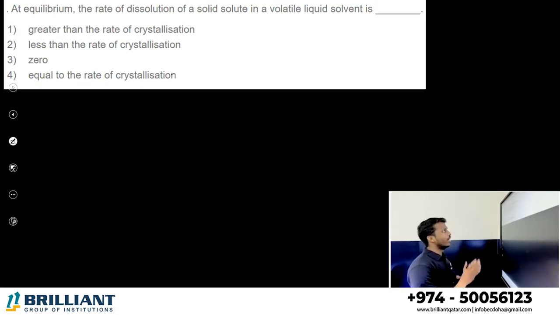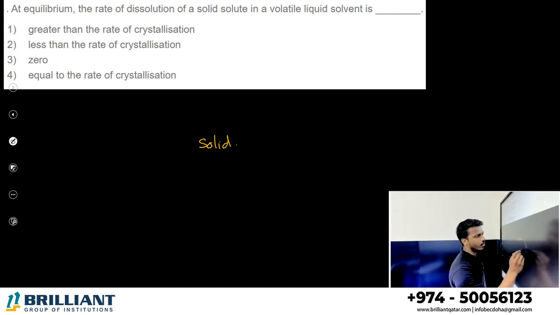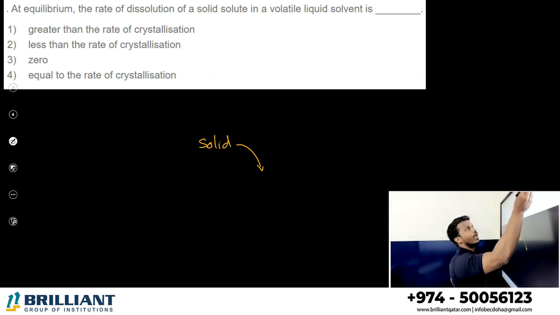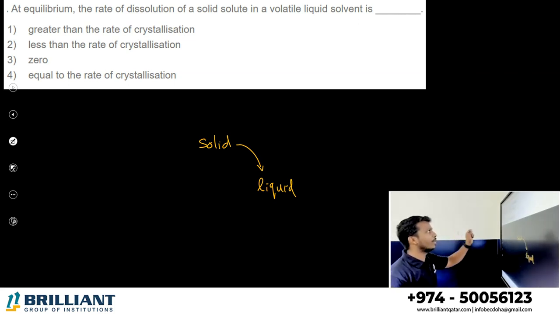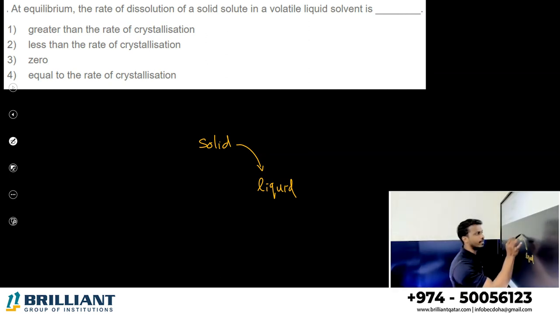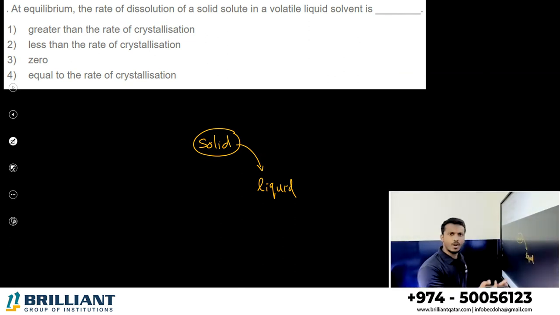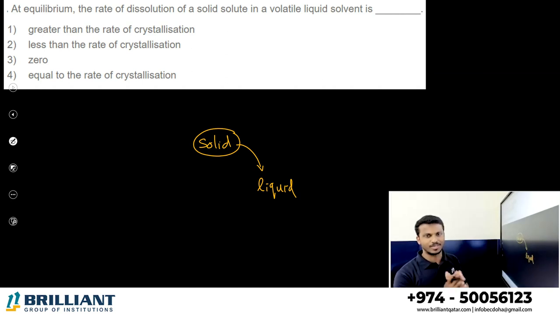At the equilibrium, the rate of dissolution of a solid solute in a volatile liquid solvent. What we are doing here is, we are going to dissolve a solid, and the solid is converted into what? A liquid one. So this solid we are going to dissolve in liquid, it's going to form a liquid state. So what is it called? Solid to liquid, that is called dissolution. Right, dissolution, the solid is converting into liquid state, correct?